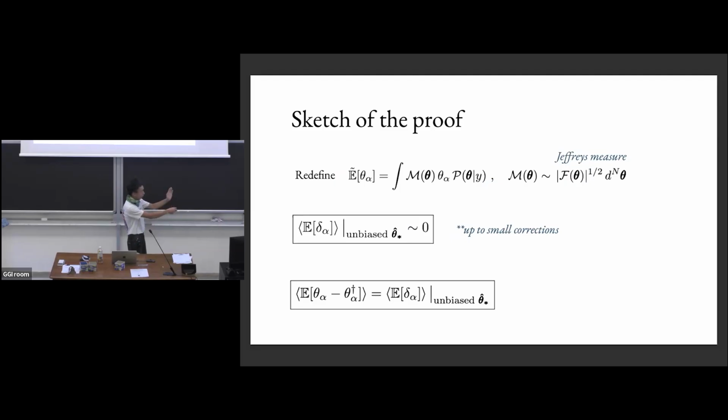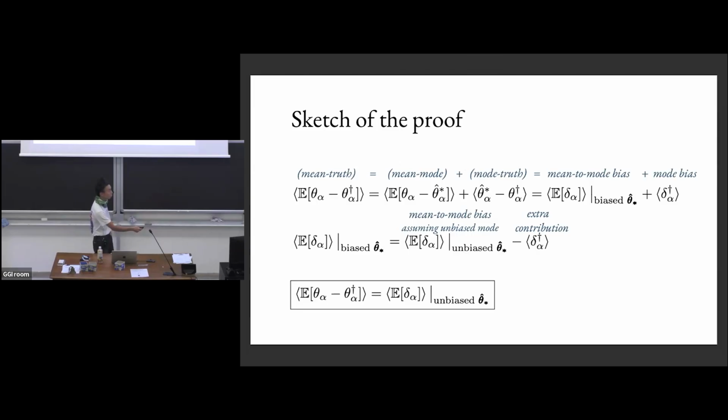So from there, let's redefine our expectation value with respect to the Jeffreys measure. And by doing so, we find that the posterior mean is unbiased under sample average. So I just want to show a few details of this proof. I will not show how to compute the mode bias, but ask me if you're interested in how this extra contribution arises. But let me just show the computation of this term, okay?